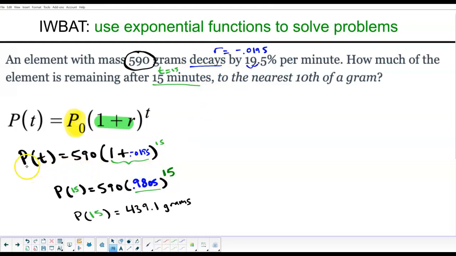And then the other notation thing is, remember function notation. If t is equal to 15, I'm going to plug it in here because this is saying the amount of the element remaining after 15 minutes. And then once we calculate the answer, P of 15 is equal to 439.1 grams. Notice we started with 590. If this answer was larger than that, that means I didn't account for that word decay, because I would be growing the amount of mass instead of decaying it or reducing it.